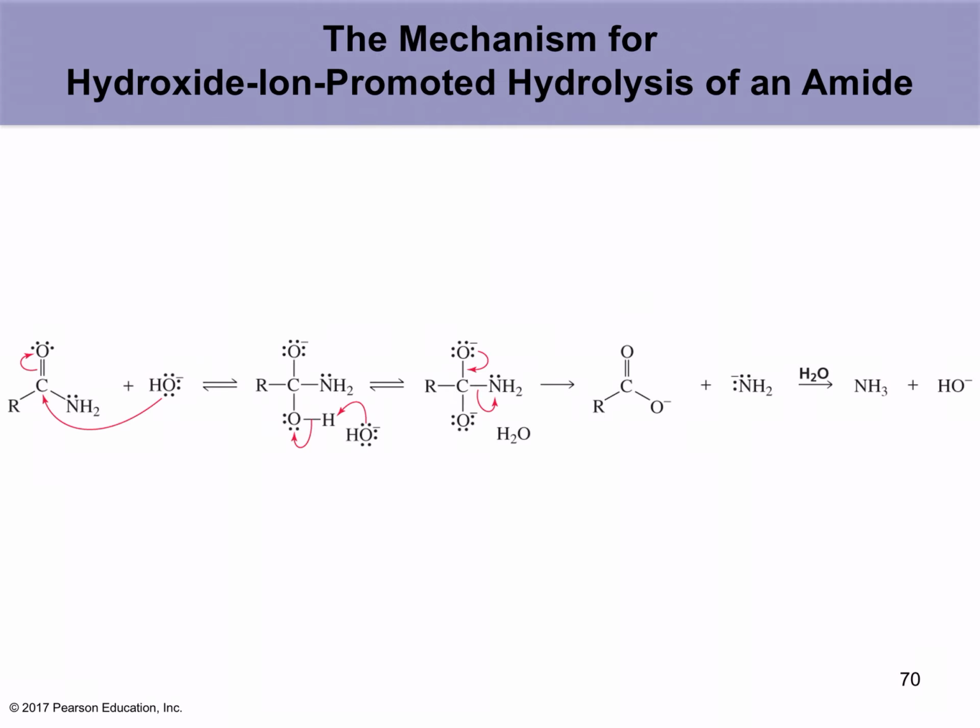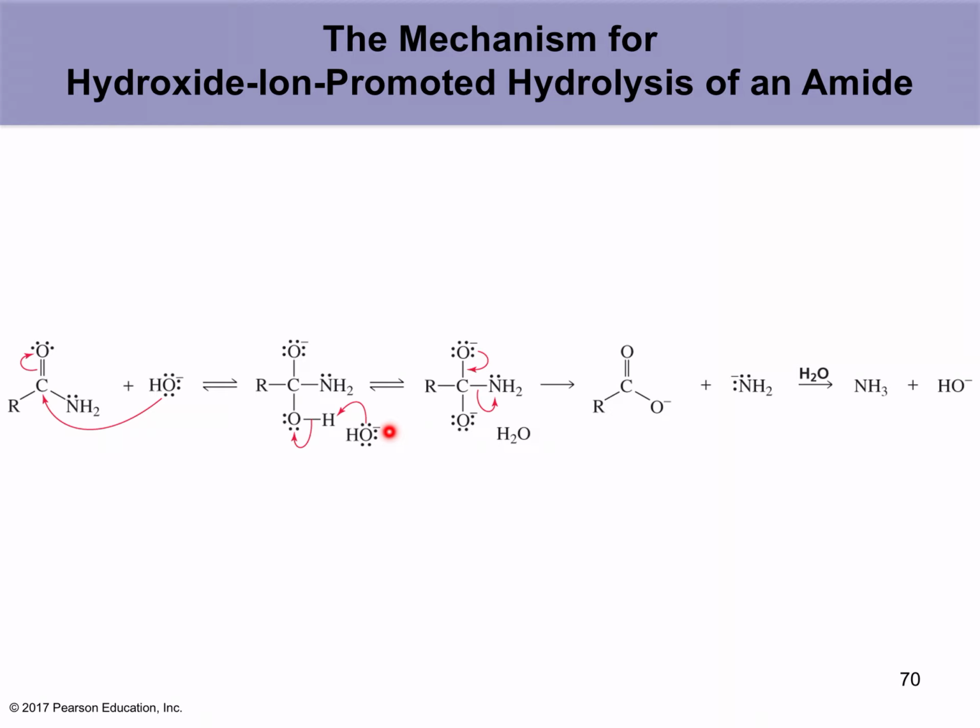Let's go over that. The mechanism for hydroxide ion promoted hydrolysis of an amide group. Now this is happening in a basic medium. Hydroxide attacks the carbonyl carbon. You know this process already, right? Then the carbon-oxygen pi bond breaks. Since this is happening in a basic medium, hydroxide will grab the acidic hydrogen from the other OH group, and now you have two negatively charged oxygens.